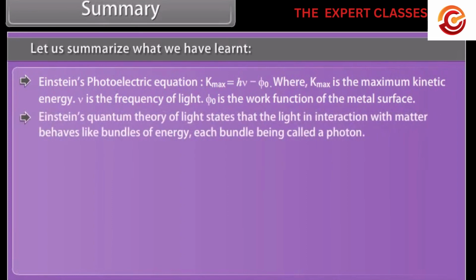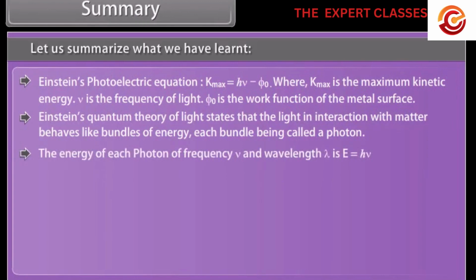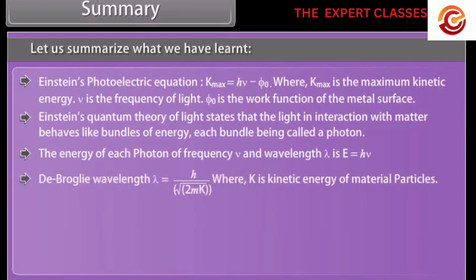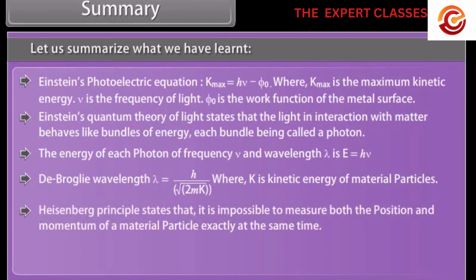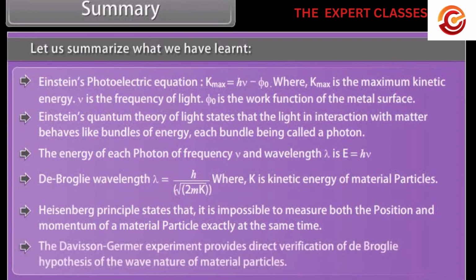Einstein's quantum theory of light states that light in interaction with matter behaves like bundles of energy, each bundle being called a photon. The energy of each photon of frequency nu and wavelength lambda is E equals h nu. De Broglie wavelength lambda equals h by square root of 2mK, where K is the kinetic energy of material particles. Heisenberg principle states that it is impossible to measure both the position and momentum of a material particle exactly at the same time. The Davisson-Germer experiment provides direct verification of de Broglie hypothesis of the wave nature of material particles.